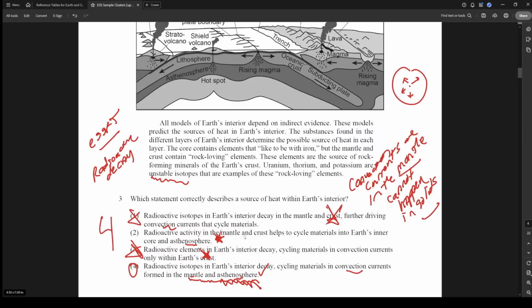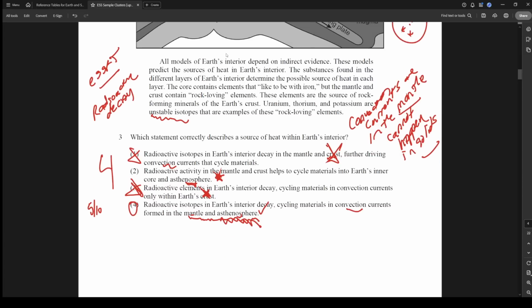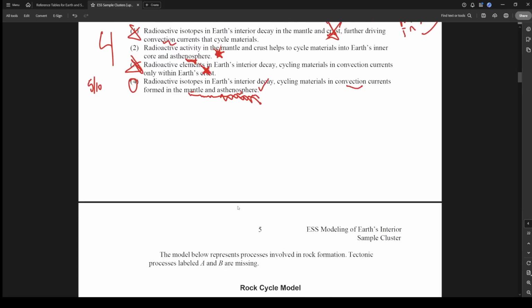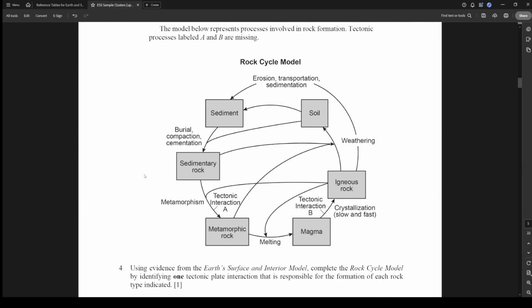I would say this question's maybe a 50-50 for people between 2 and 4, since they saw asthenosphere. So I'd rate this one a 5 out of 10, because you would have to know convection currents are in the mantle and asthenosphere. That's the content there. And plus, this is really wordy, honestly. This quote stuff is kind of weird. All right, let's see what's next.